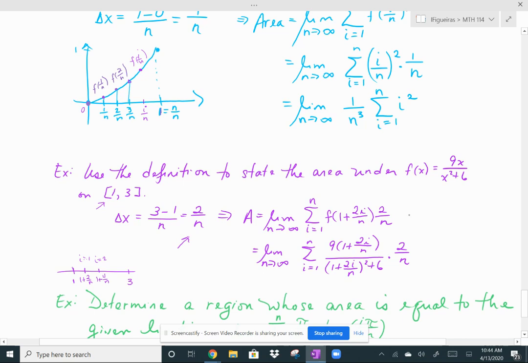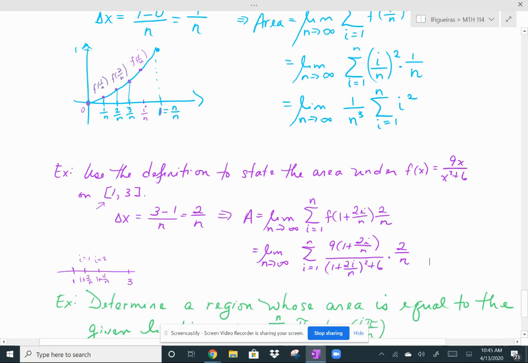Okay, then we plug in 1 plus 2i over n into our function, which is what you see here. And so my area is the limit as n approaches infinity of the sum as i goes from 1 to n of 9 times 1 plus 2i over n divided by 1 plus 2i over n squared plus 6.